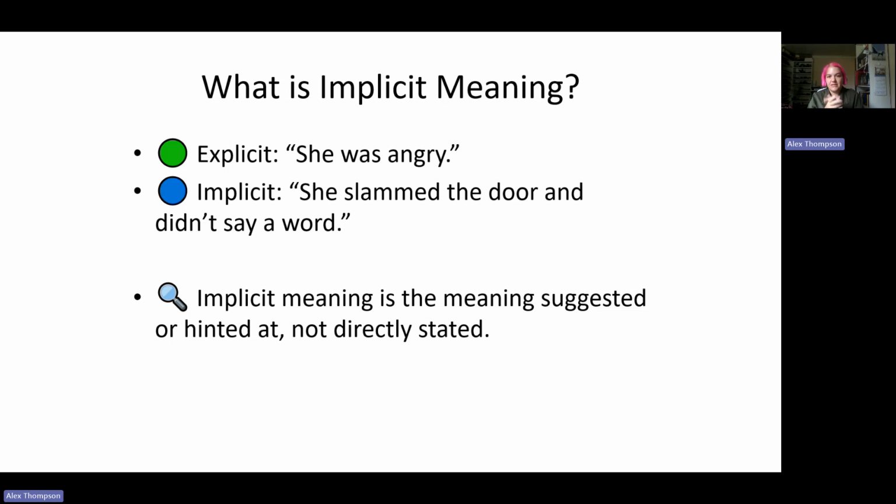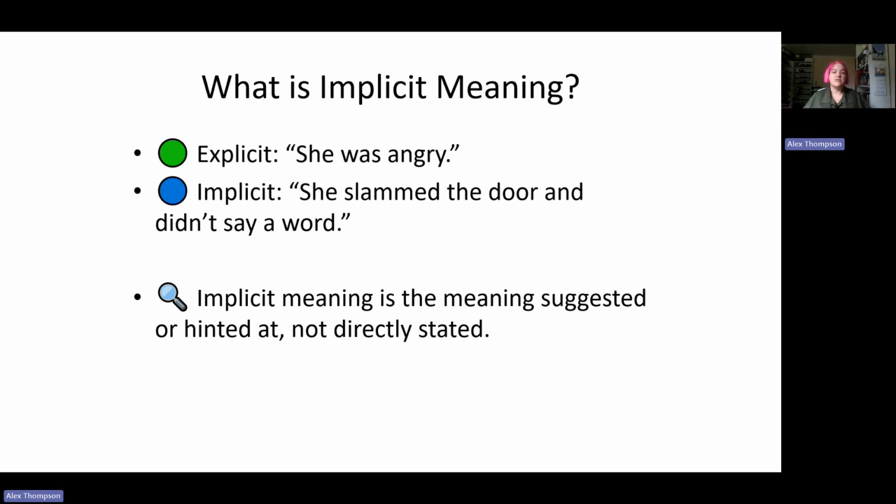For example, as you can see on the screen here, if we were to be explicit, if we were to be obvious and clear, we would say she is angry. And we, as a listener, as a reader, understand exactly what is meant by this. If we were to be implicit, we would say something like, she slammed the door and didn't say a word. And we understand that even though we are not being told that she was angry, that behaviour shows somebody who is displaying angry behaviour.